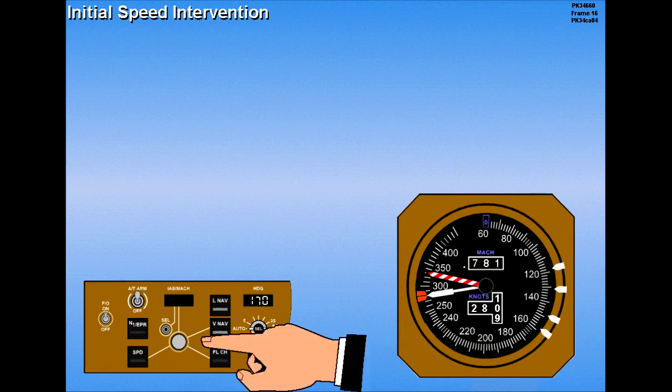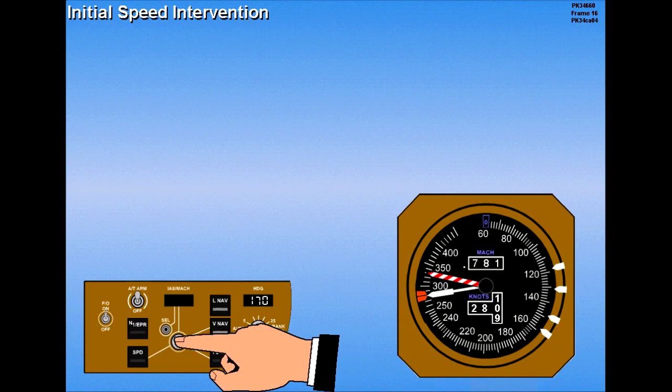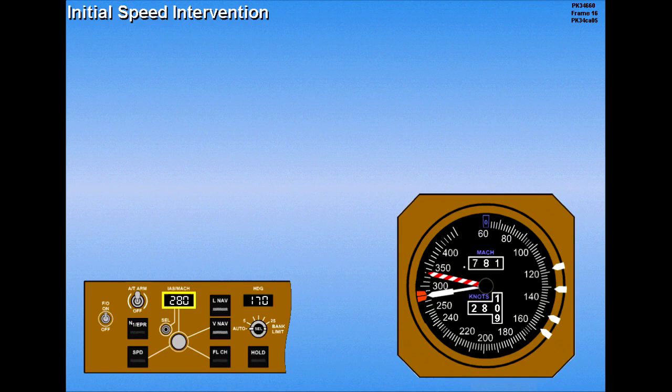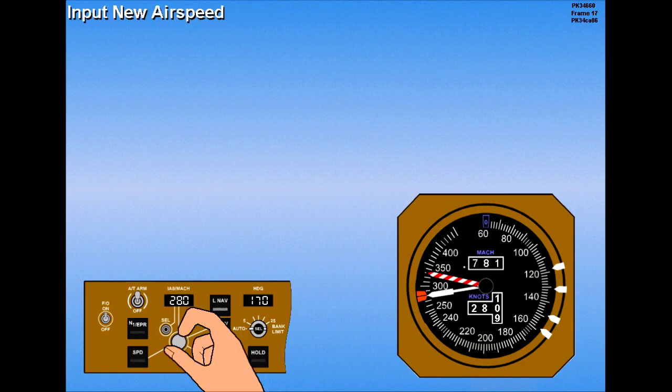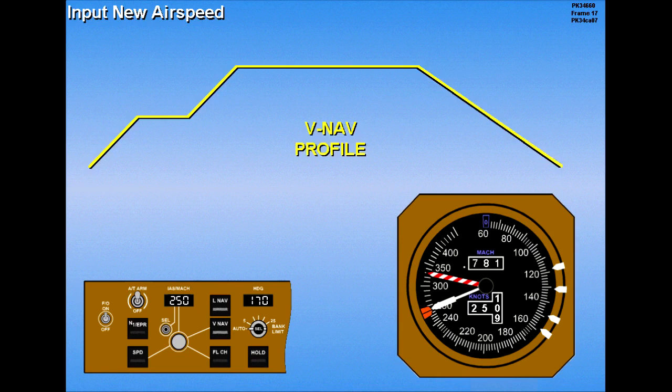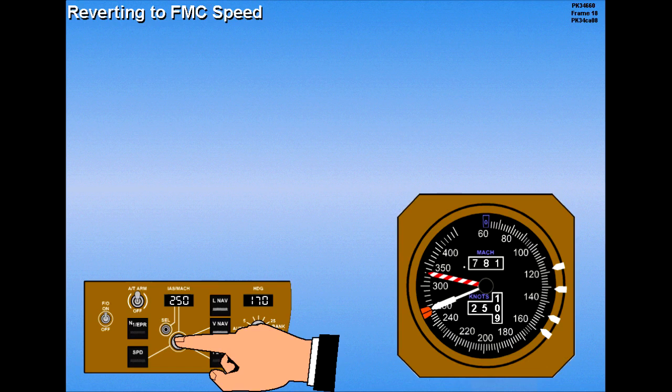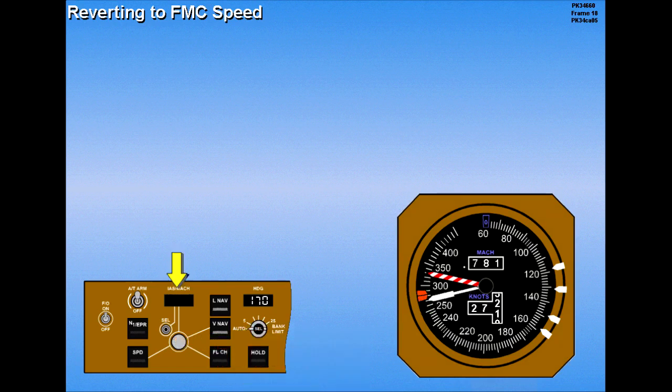To use the speed intervention method, first press the IAS Mach selector switch. The blank IAS Mach window will now show the current airspeed. Next, dial in the new airspeed, which will be maintained by the autoflight system. The VNAV altitude profile will remain engaged. To revert to the FMC target speed, push the IAS Mach selector switch again.